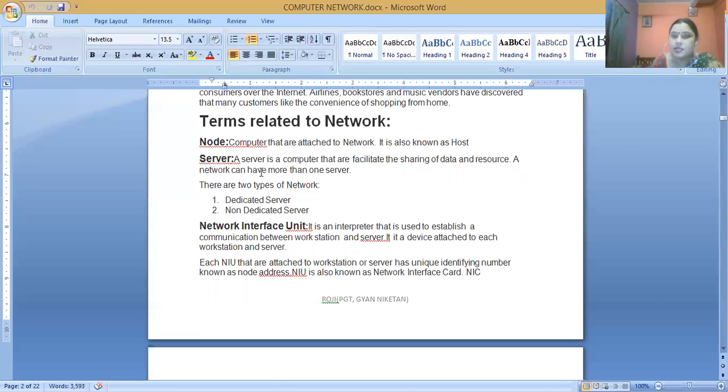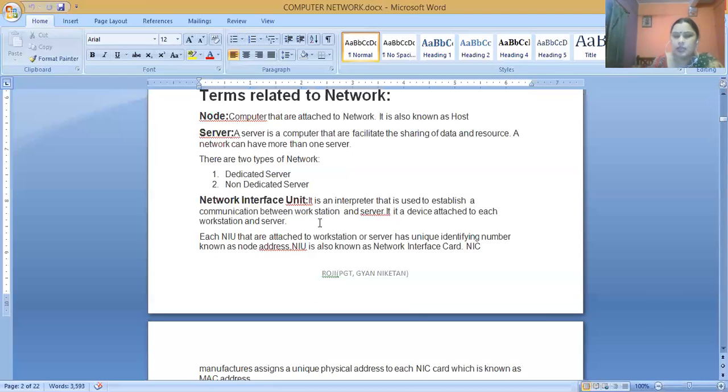Next is server. A server is a computer that facilitates the sharing of data and resources. Means the server provides the facility to share data and resources. And there are two types of servers in networks. First one is dedicated server, and second one is non-dedicated.